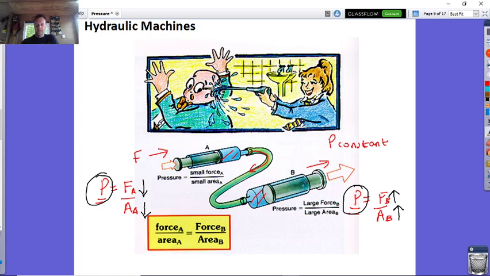Now, if you really think about it, if this area is going to be twice as big, isn't it going to be two times the force? And this is the whole point of hydraulics. Hydraulics make the force bigger.